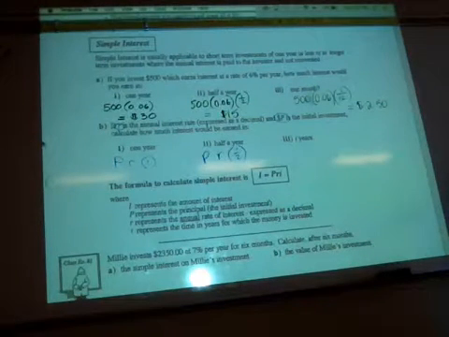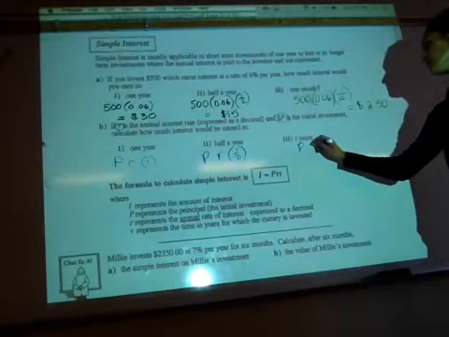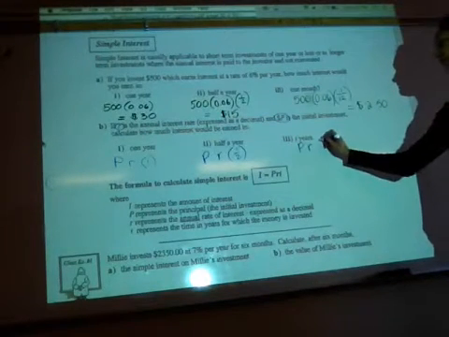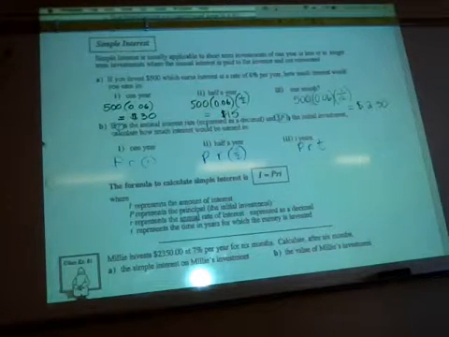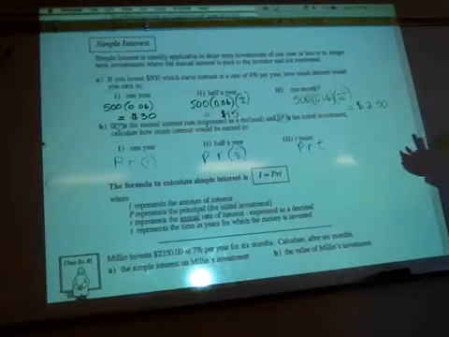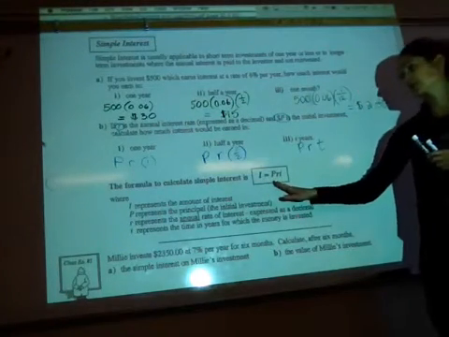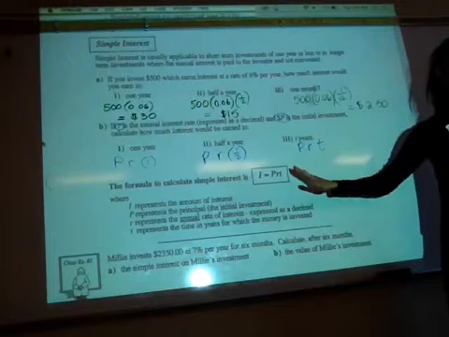And then the last one's asking, what if we're investing for T years? That would be the principal times the interest rate times T, which is the number of years. And that leads us to our simple interest formula, which is interest is equal to the principal times the interest rate times T number of years.